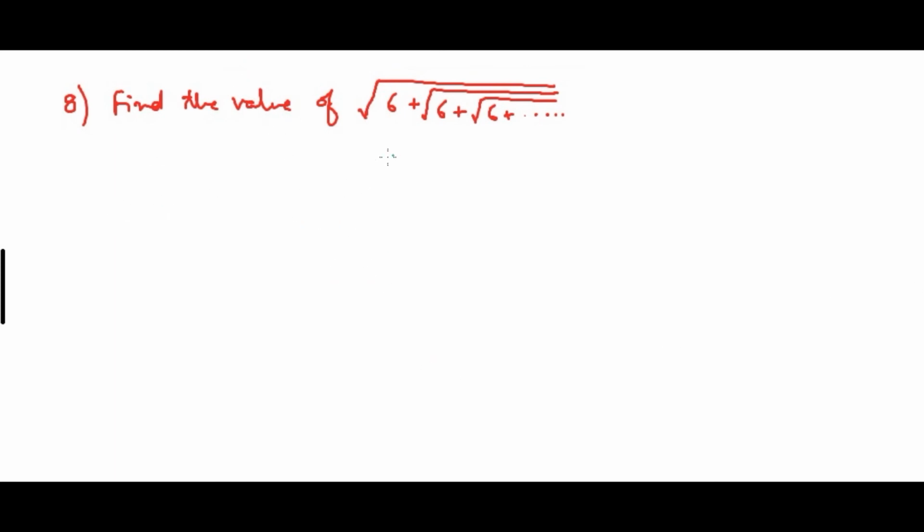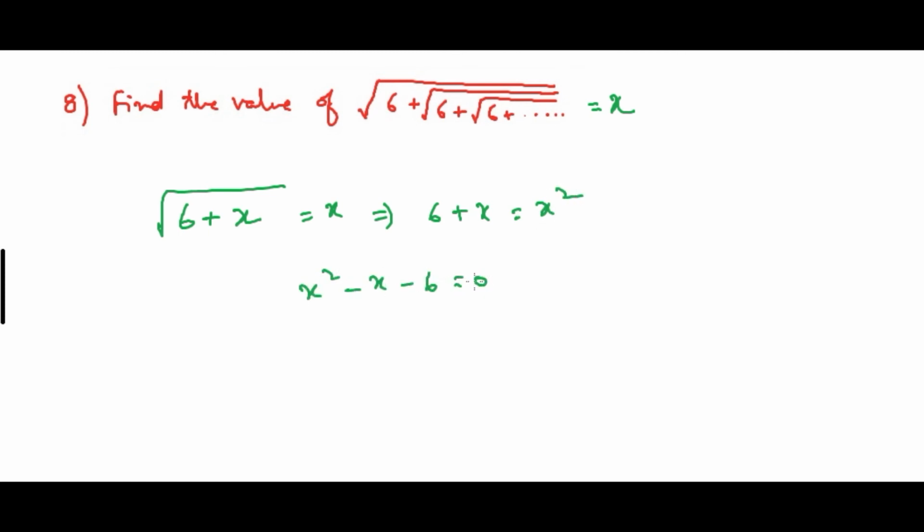Yeah, find the value of these things. So let me take this one as x, so it will be square root of 6 plus 6 and so on up to infinity. So infinity, if I take one value from infinity, that doesn't make much difference, so it will be x only, which implies if I square on both sides, 6 plus x is equal to x square. So x square minus x minus 6 is equal to 0, which implies what is x?